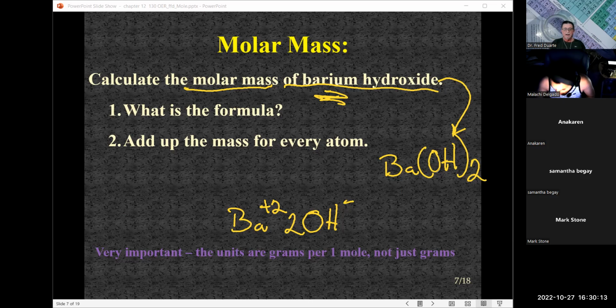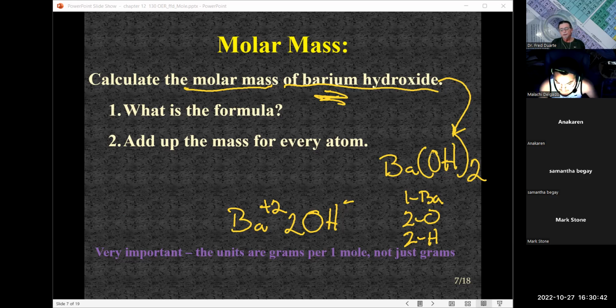Now, once we've done that, we did some exercises with formulas, and at that time we didn't say what they were. We just said, okay, how many hydrogens you have here, how many this, how many that. We do the same thing here. We got 1 barium, okay? We got 2 oxygens and 2 hydrogens. Total 5 elements in the formula for barium hydroxide.